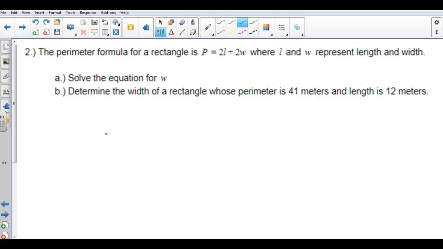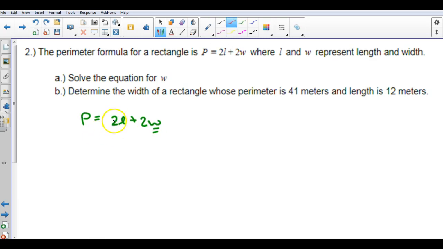Alright, so now the application with this really is, now I'm given a perimeter formula, and it's just a perimeter of a rectangle. You would take 2 of the length and add 2 of the width and add those together, and that would give you the perimeter. What we want to do is solve this equation for w. So I've got the equation that says p equals 2l plus 2w, and our goal is to get the w by itself.